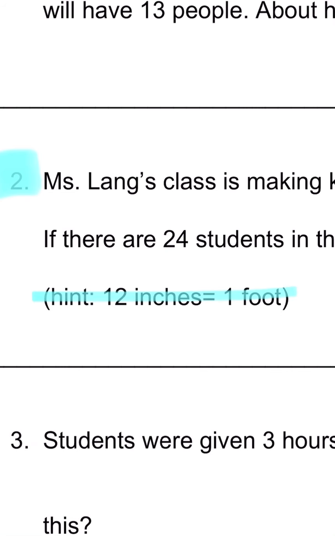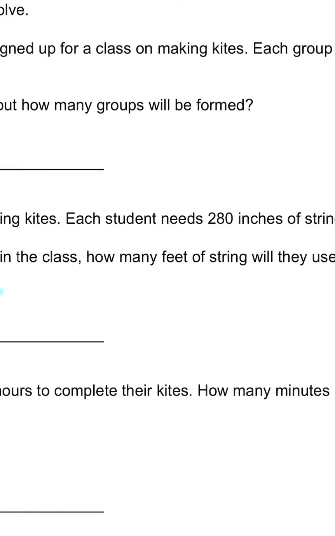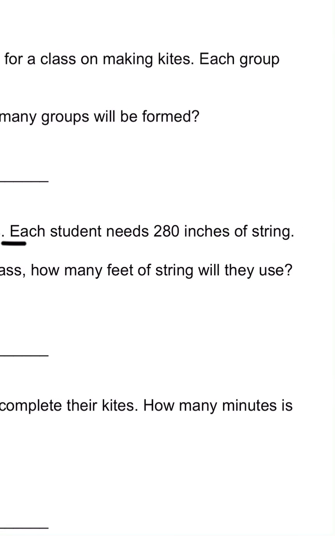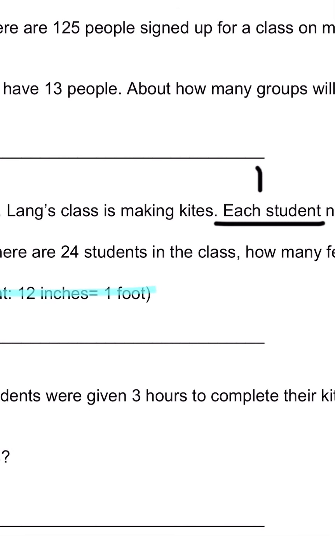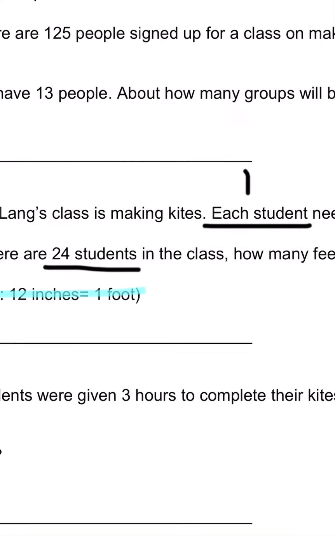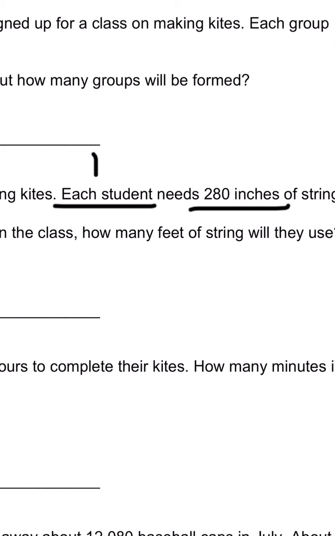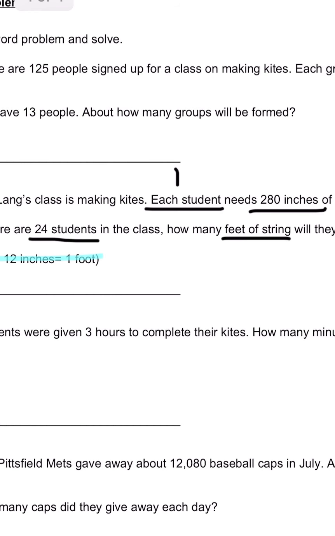Okay, so here we'll underline the key points. It says each student, meaning one student, needs 280 inches of string. Then it says that there are 24 students in the class. And then it asks for how many feet of string. So here we have to note that inches changes into feet. Since each student is 1 and we need it for 24, we'll do 24 times 280.